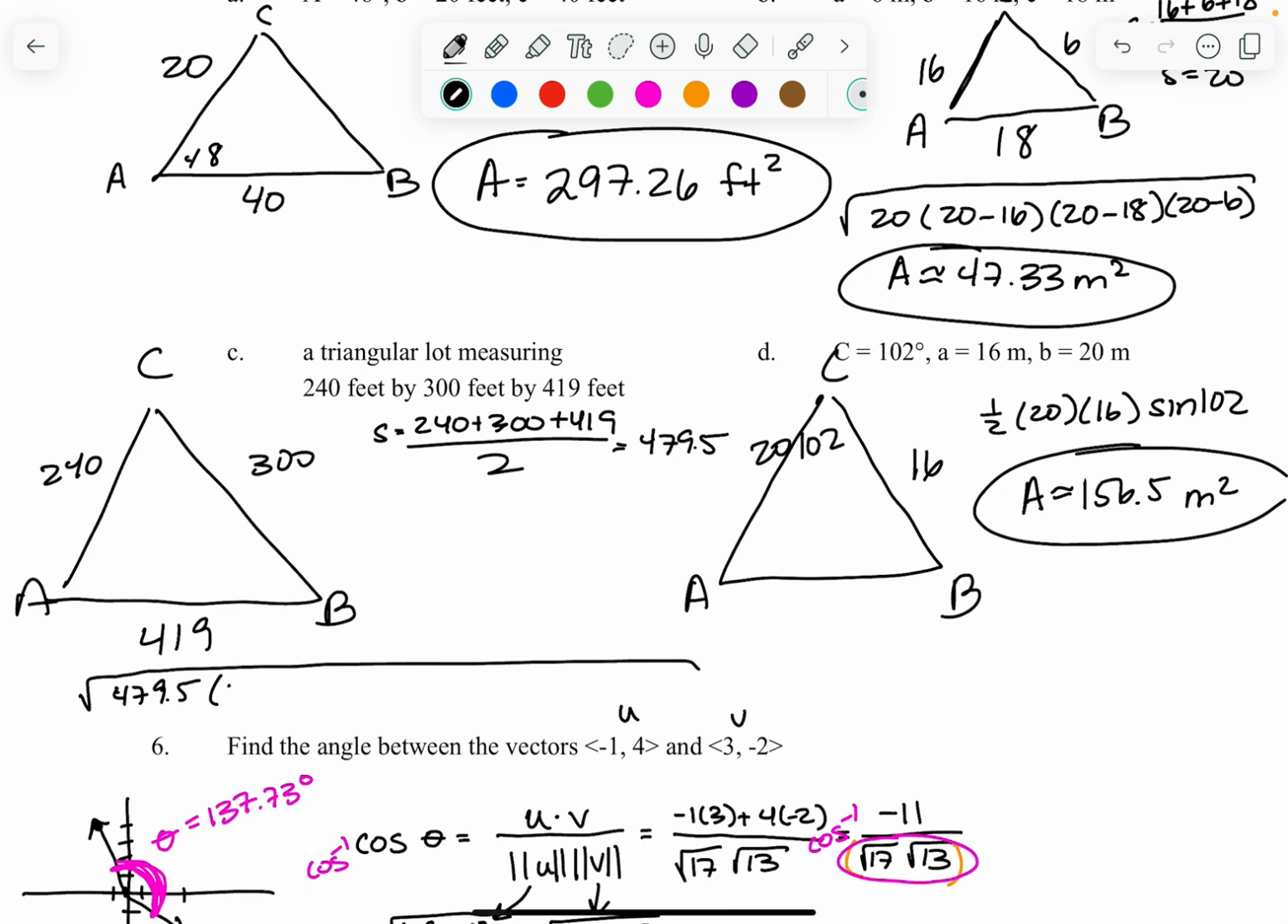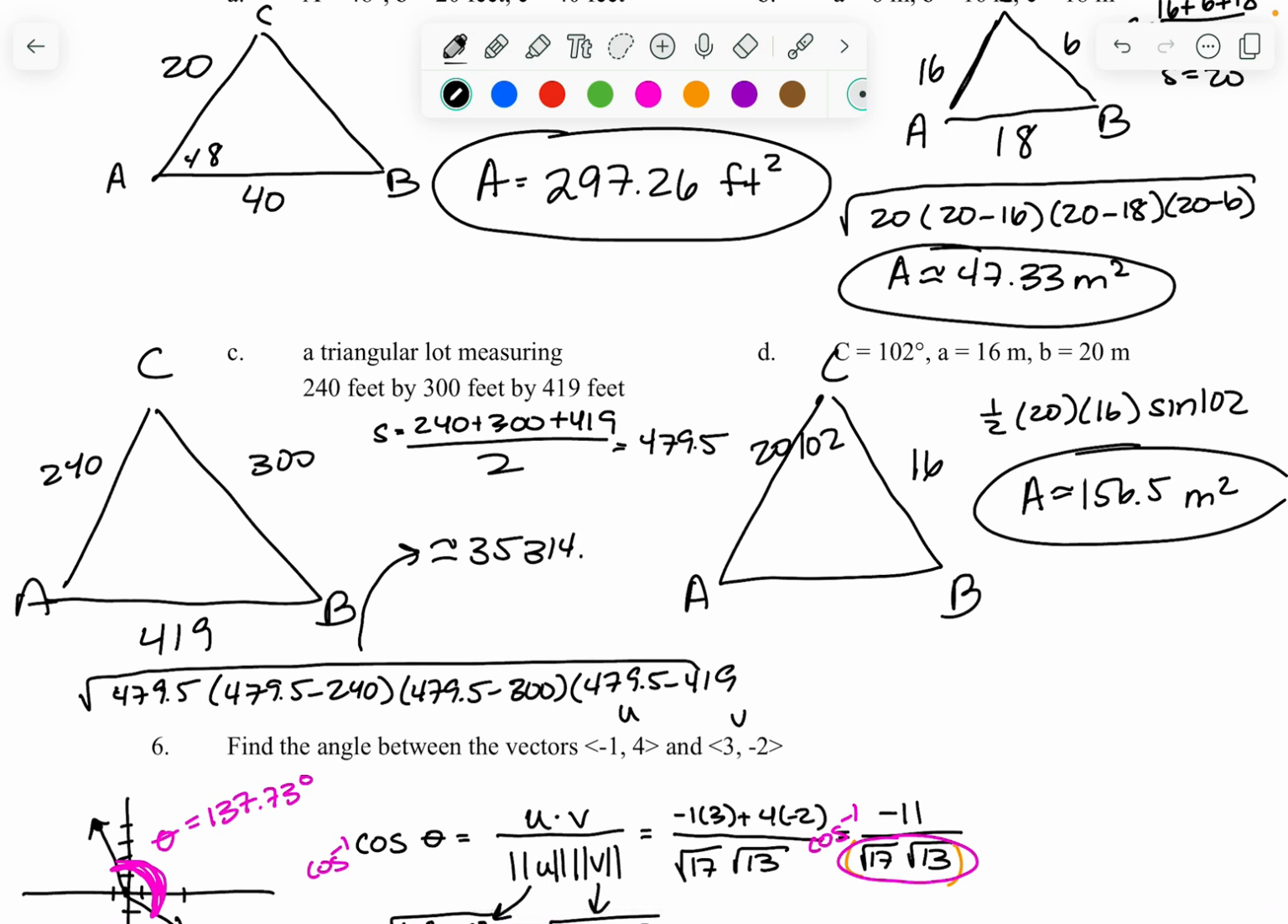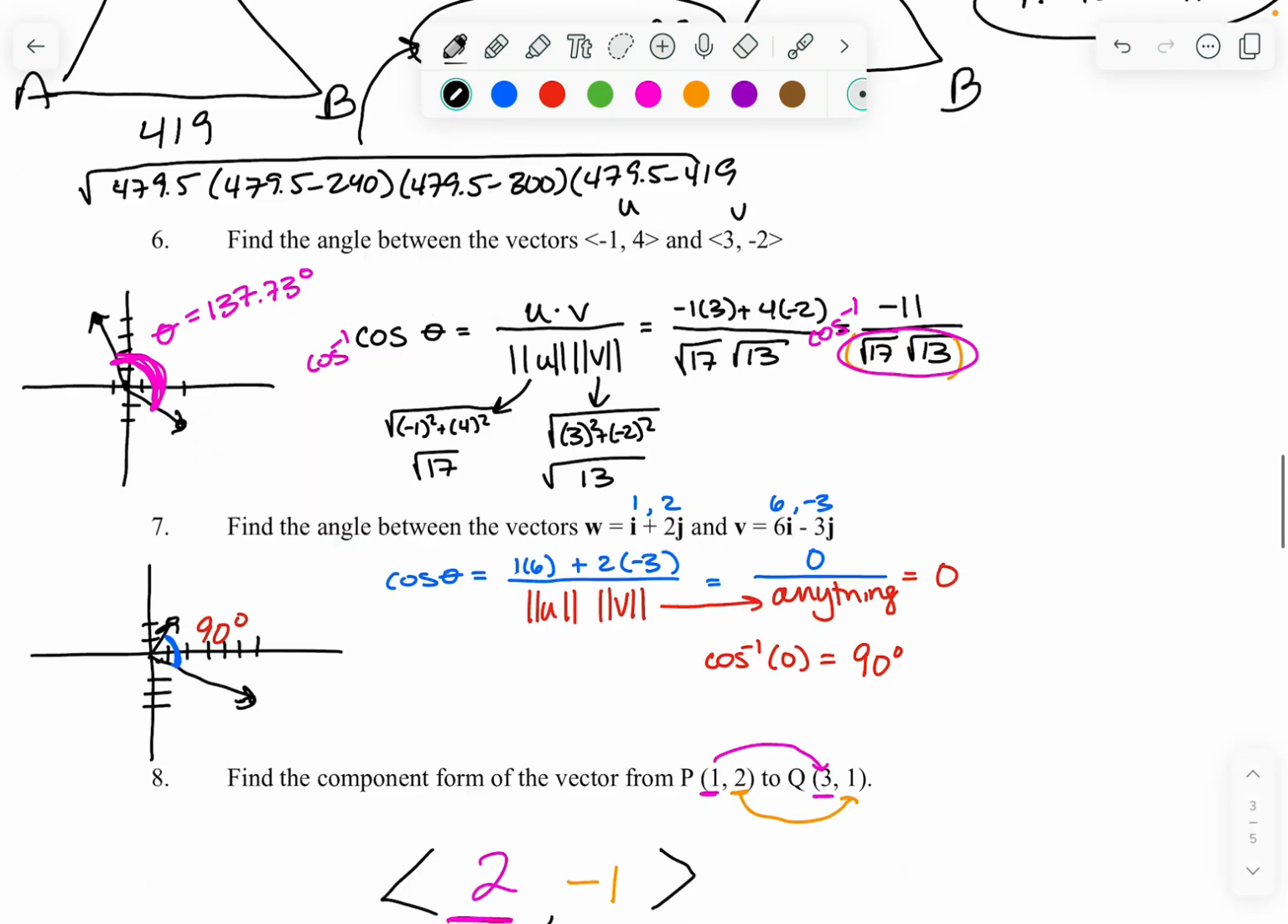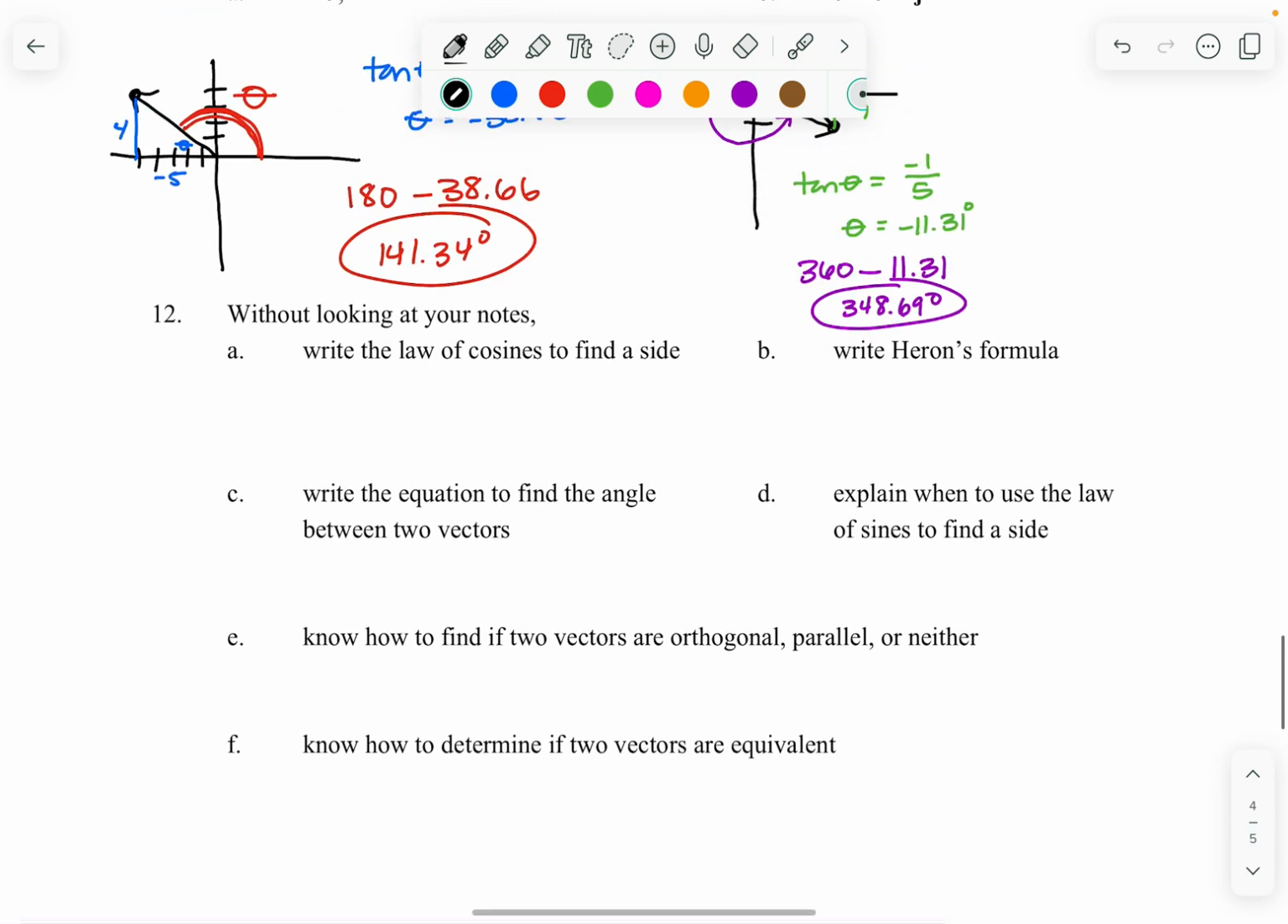479.5 times 479.5 minus one of the sides, times 479.5 minus another side, times 479.5 minus the third side. When you type that all into your calculator, you're going to get about 35,314, I can't read this, 8252. I don't know. I'll write down what they wrote. There you go. Feet squared. That's the area of that. You're going to want to know those area formulas. Don't forget them.